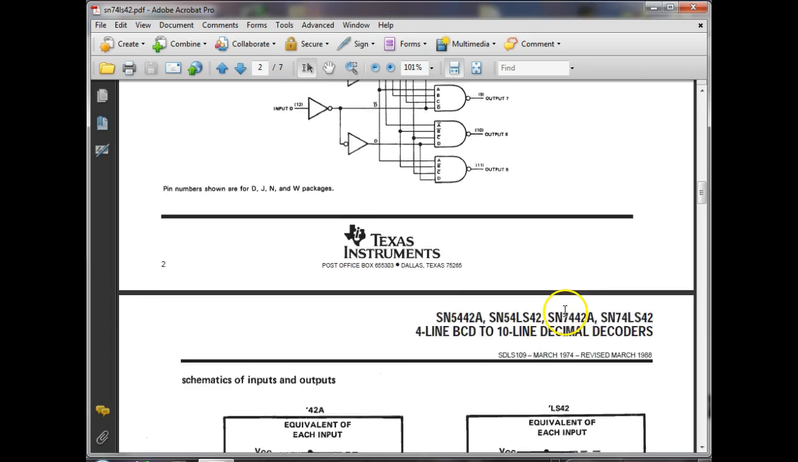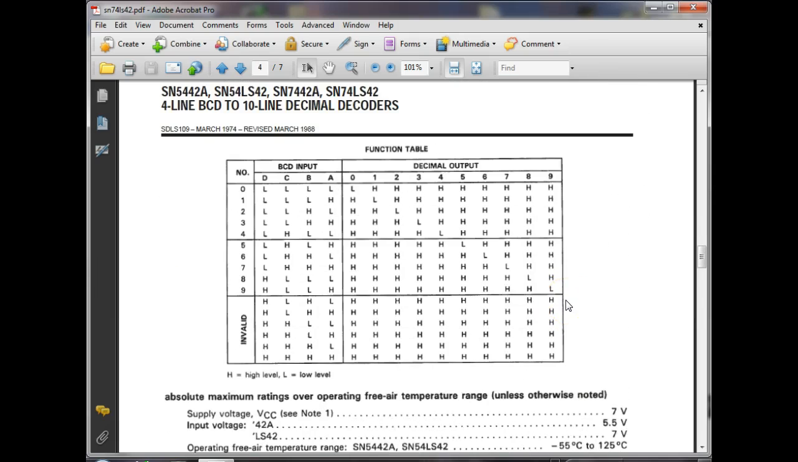So we find the function table or truth table, and here it is. This would be a BCD 0, which output goes low: 0. This would be a BCD 1, which output goes low: 1. This would be a BCD 9, so which output went low. Now, if I put anything above a 9, all the outputs go high because it can't decode that, right? It's not going to blow up. It says invalid. It just means there's no output that would represent those combinations because they're not true BCD, right? You understand that?